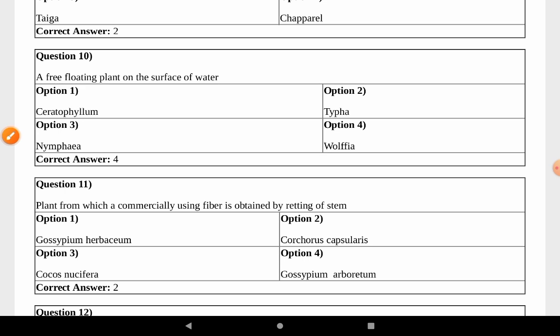Our next question is a free floating plant on the water surface. Option 1 Ceratophyllum, option 2 Typha, option 3 Nymphaea, option 4 Wolffia. The correct answer is Wolffia. So Wolffia is a free floating plant on the surface of water.